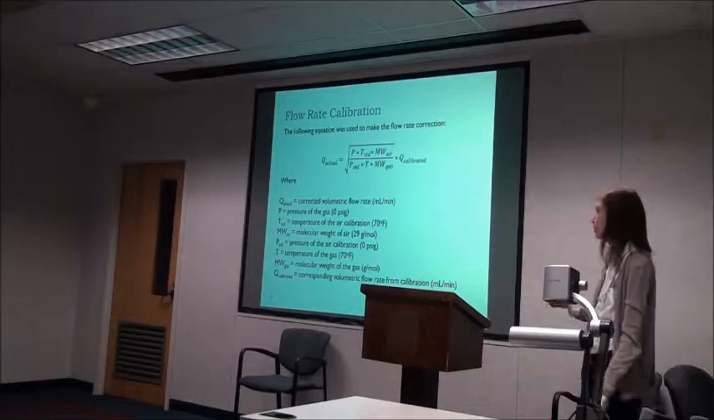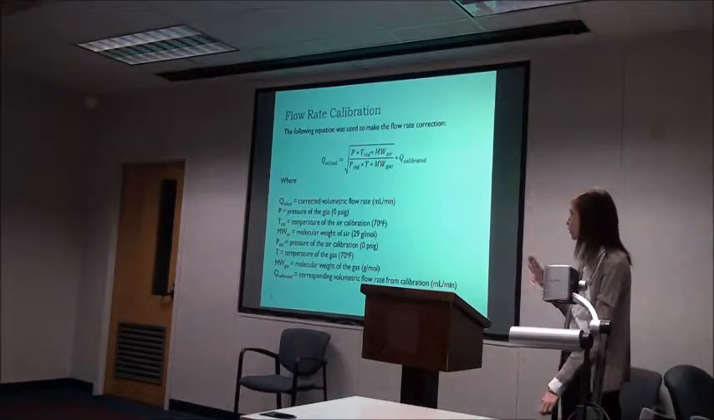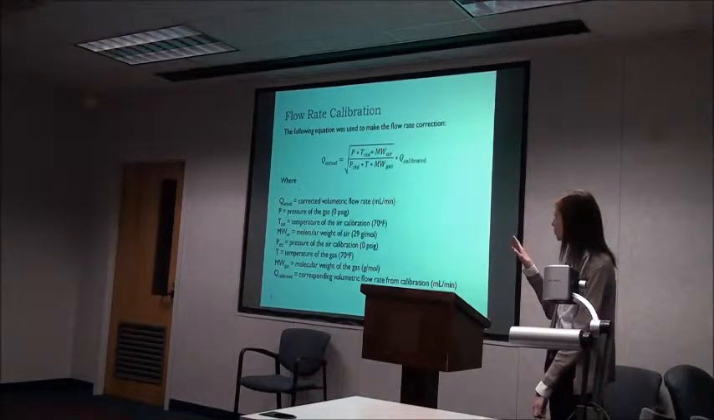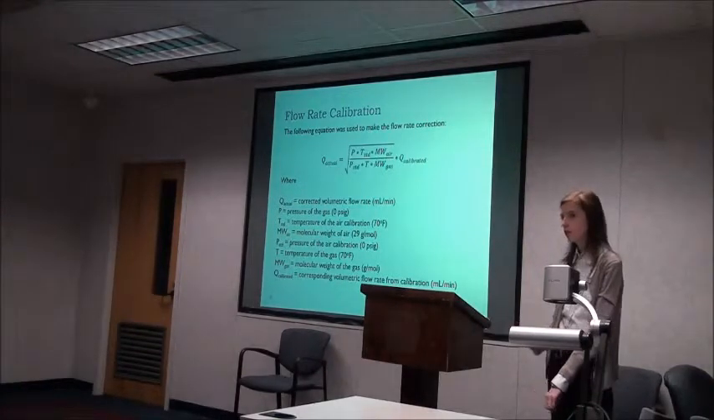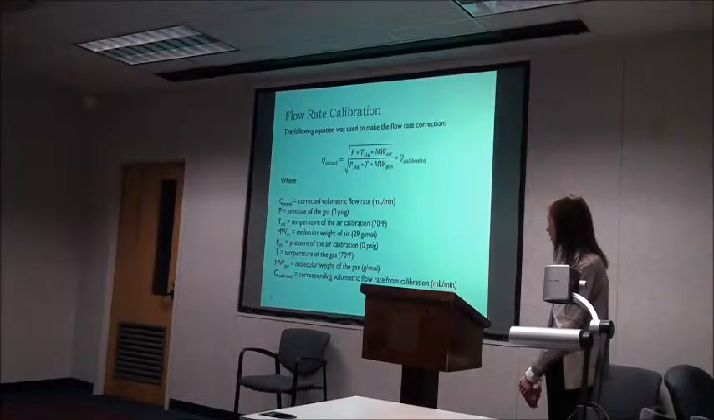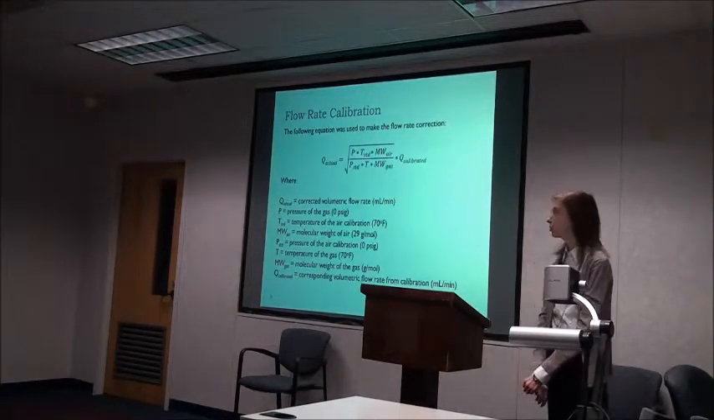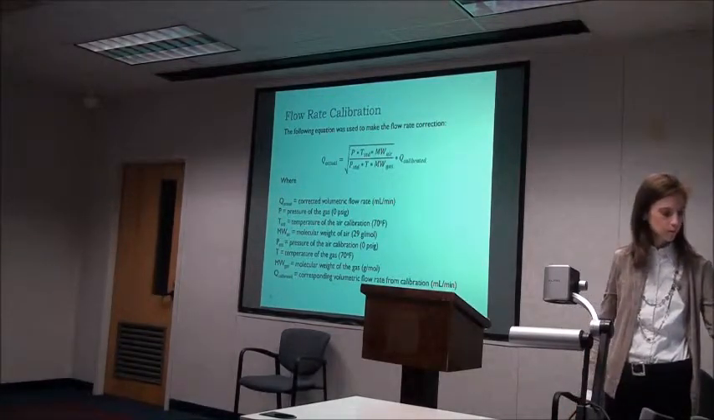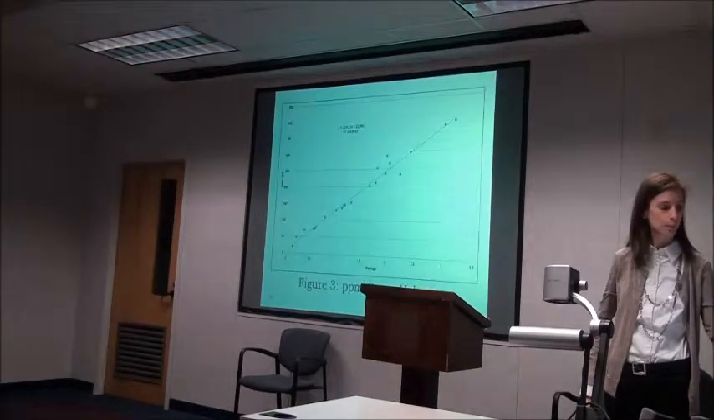So this is the calibration equation that we use to make our flow rate corrections. Q actual is equal to the square root, and the P and T standard, as I previously mentioned, 0 psig and 70 degrees Fahrenheit times the Q calibrated, where the Q actual is the corrected volumetric flow rate in milliliters per minute. And the molecular weight is the MW.